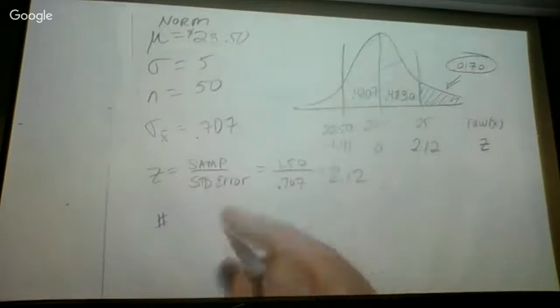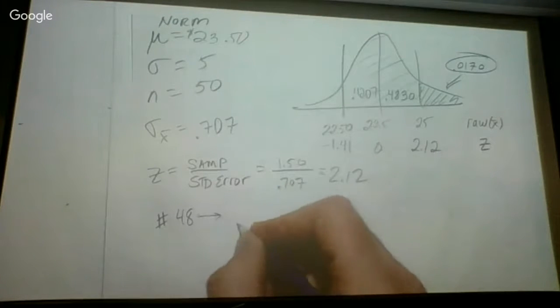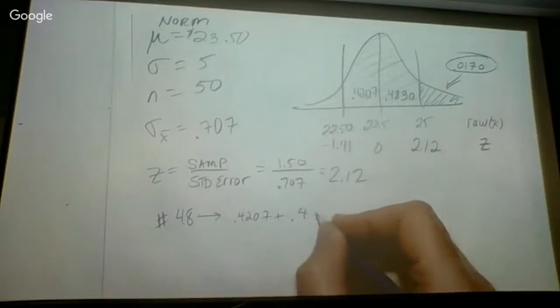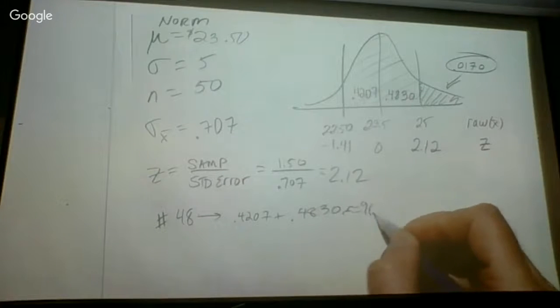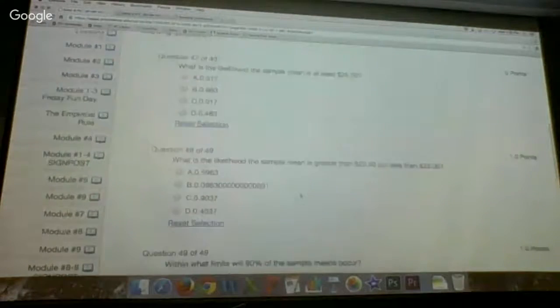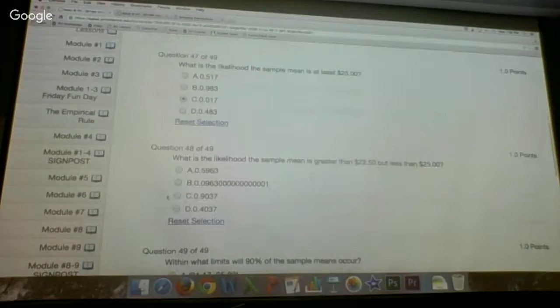Therefore, number 48: 0.4207 plus 0.4830 should be something on the order of 90%. Here was that 2% we saw before. Here's the 90% we see right now.